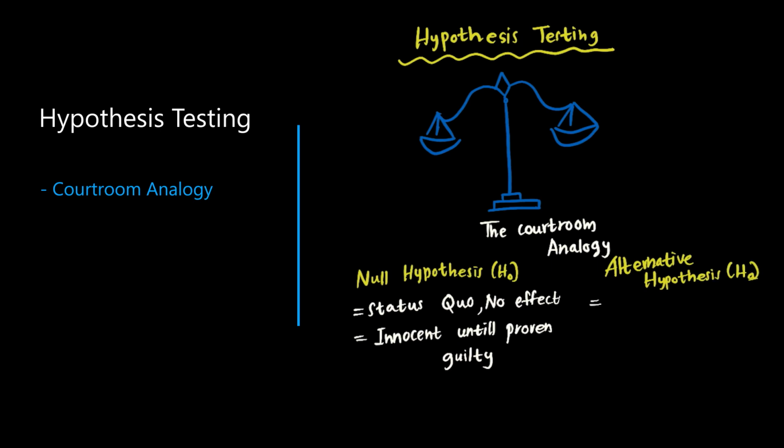The alternative hypothesis, written as HA, is the prosecutor's claim. It's what we're trying to find evidence for. It says there is an effect, there is a change, there is a difference. Our job is to see if our sample data provides enough evidence to convict the null hypothesis and reject it in favour of the alternative.